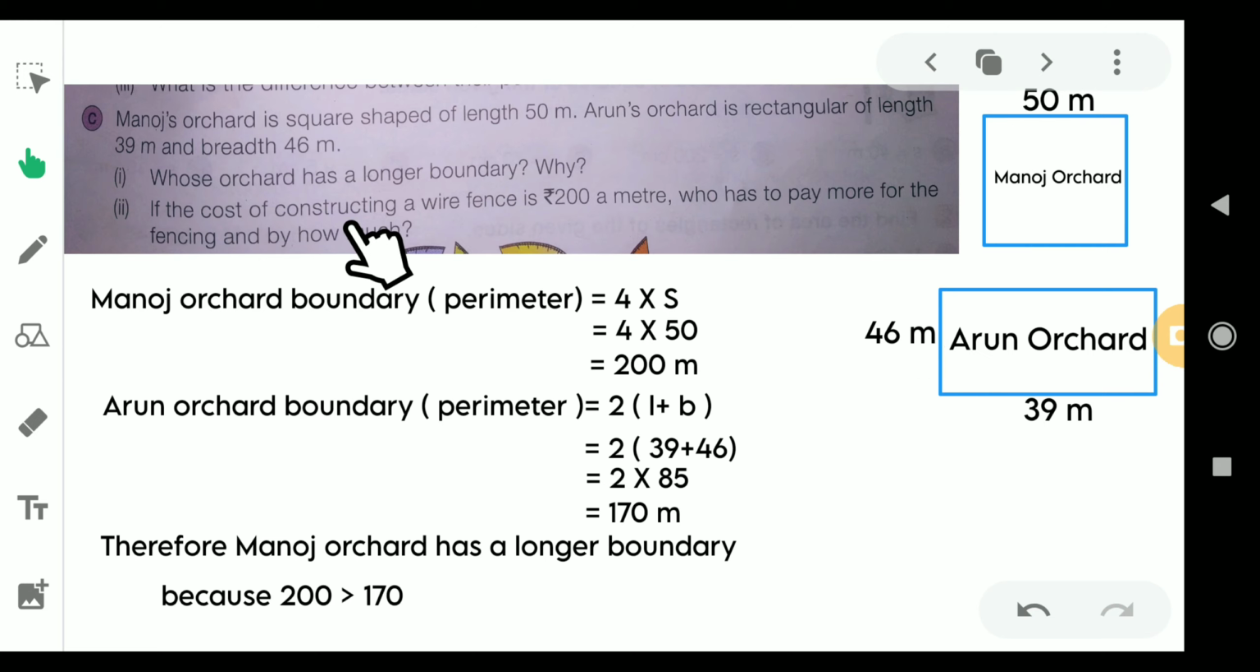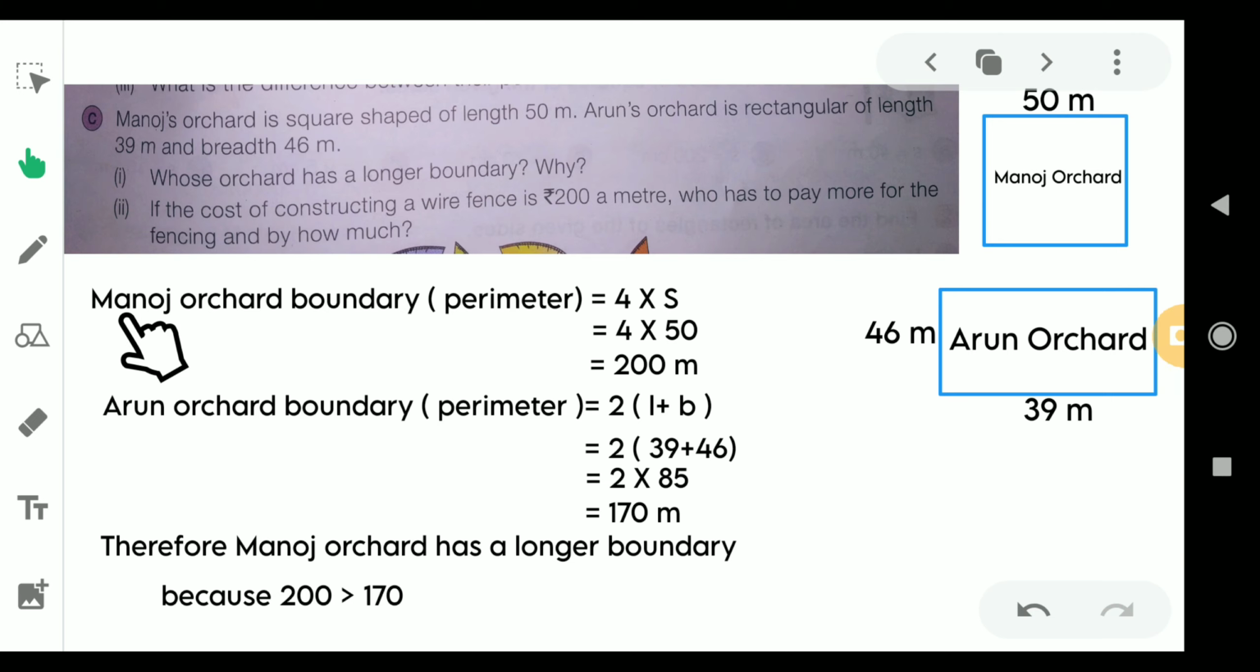Look at what they are asking exactly: whose orchard has a longer boundary? If they are talking about boundary, that clearly tells us they are talking about perimeter, because the boundary is always the outer part of the shape. So in order to find whose orchard has a longer boundary, we have to find the perimeters of both orchards.